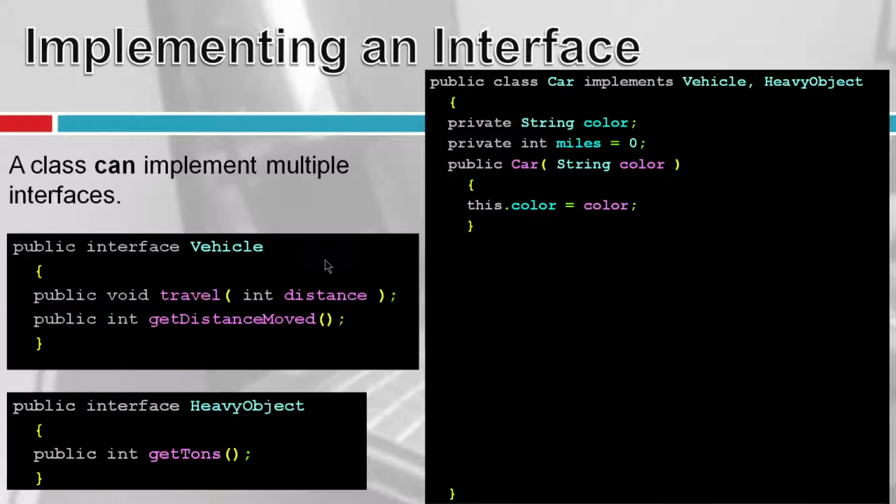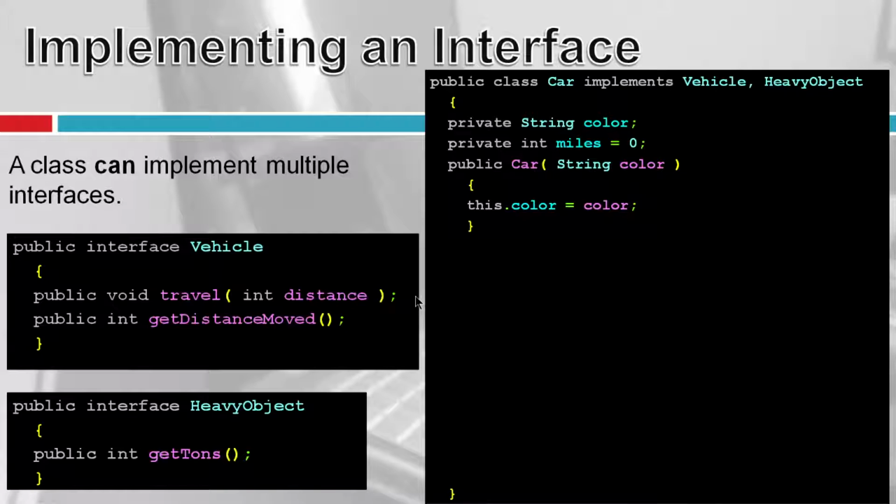Now, a class can implement multiple interfaces. This is kind of when you're getting a little more advanced. So here's my vehicle interface. I've created another interface called heavy object, which will have get tons. So a car is a heavy object, and so is a building. I want to be able to have every heavy object return get tons.